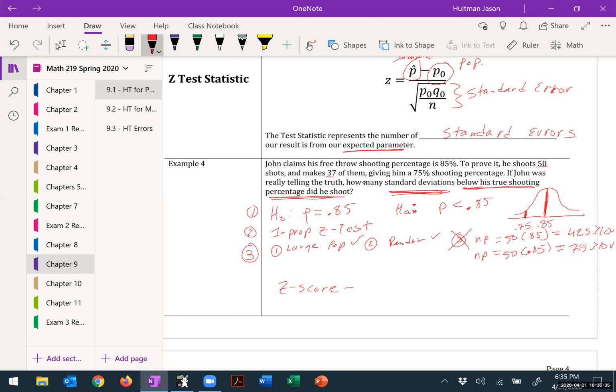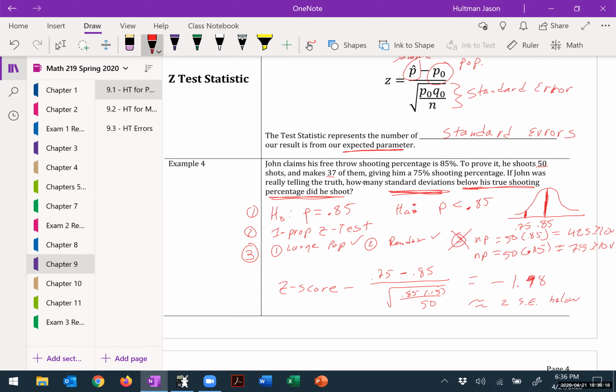The z-score is p hat, that's 0.75, minus p naught, which is 0.85, all over the square root of 0.85 times 0.15, all over the number of items, that's 50. If I calculate this, it becomes negative 1.98. So I would be about 2 standard deviations, or about 2 standard errors, below.